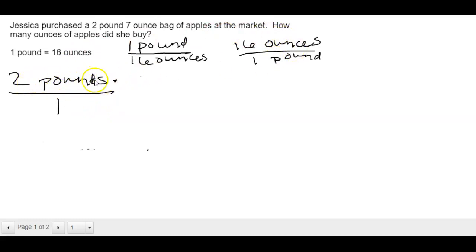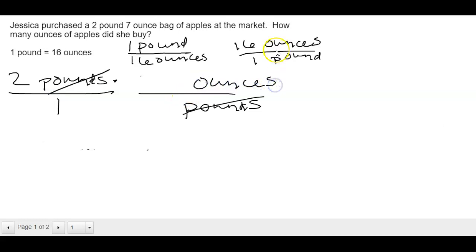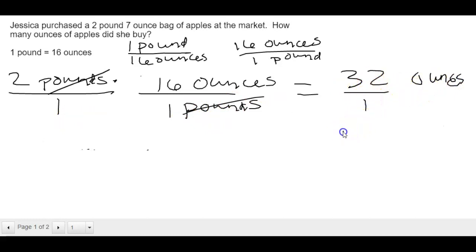If we have pounds on top, with our other fraction, we need pounds in the denominator so that the pounds cancels out and we're left with ounces. This means we're going to use the second option, 16 ounces over 1 pound. When we do this, we end up doing 2 times 16, which is the 32. We're left with ounces. And then on the bottom, 1 times 1 is 1. So 32 over 1 is still just 32 ounces.